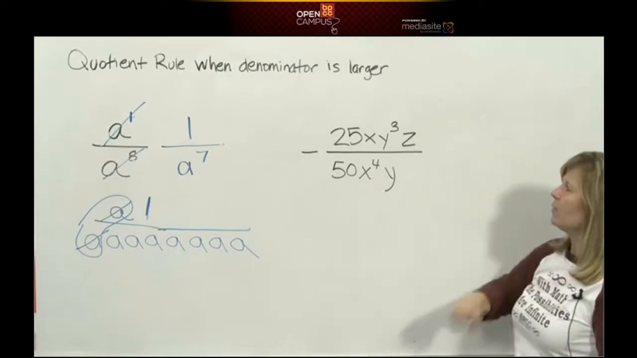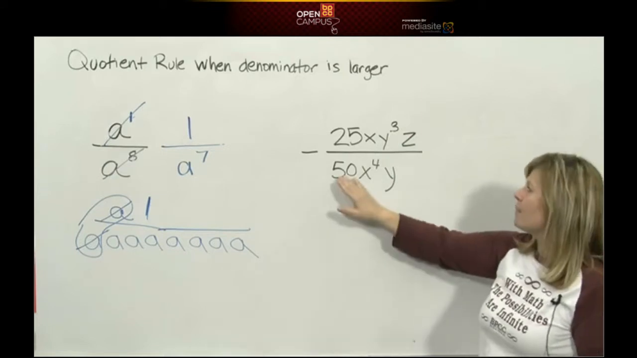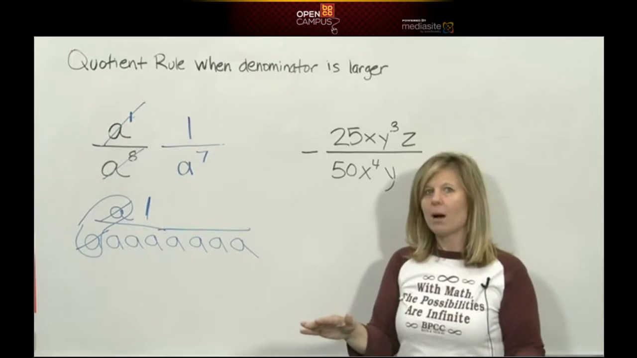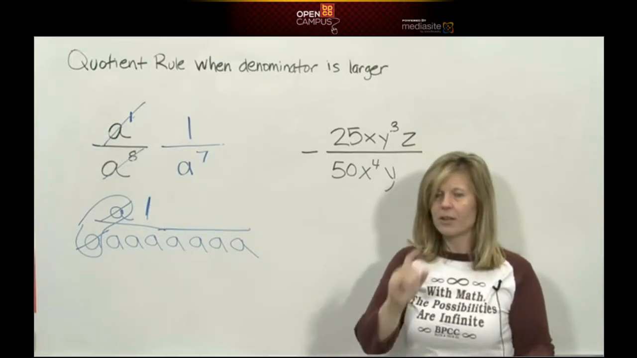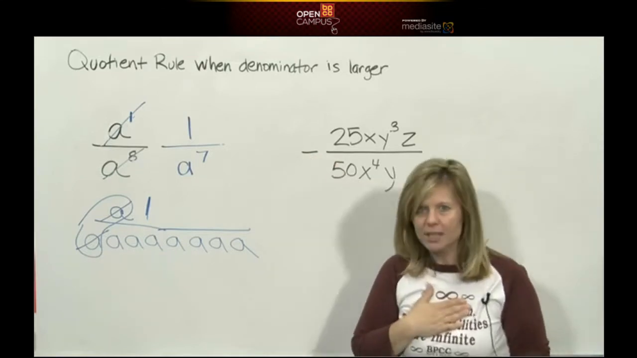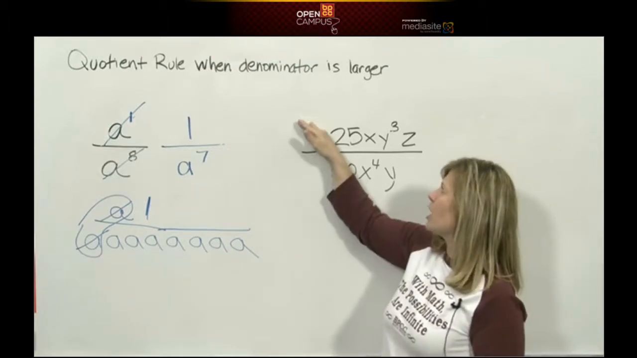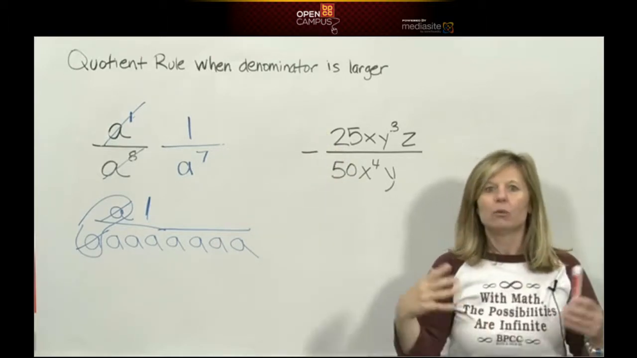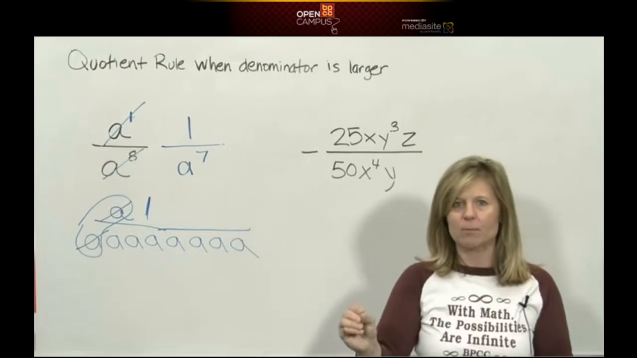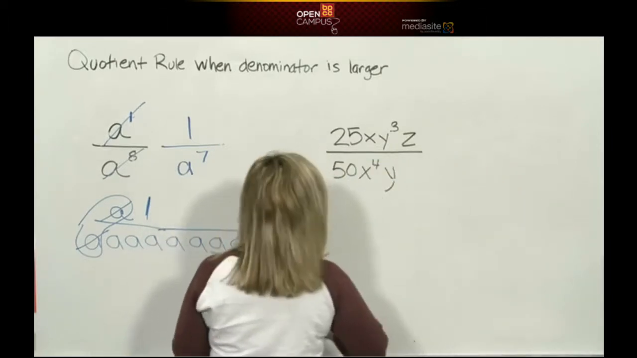Here's my division. I want to take negative 25xy cubed z divided by 50x to the 4th y. Before I even start my division, I have another problem to deal with. My problem is this negative sign. That is Ms. Black's pet peeve. Where does the negative belong? Does it belong to the numerator, the denominator, or both? We've already discussed this. Anytime you see a negative sign hanging in the middle of the fraction bar, it floats up to the numerator. So I'm going to do that first.